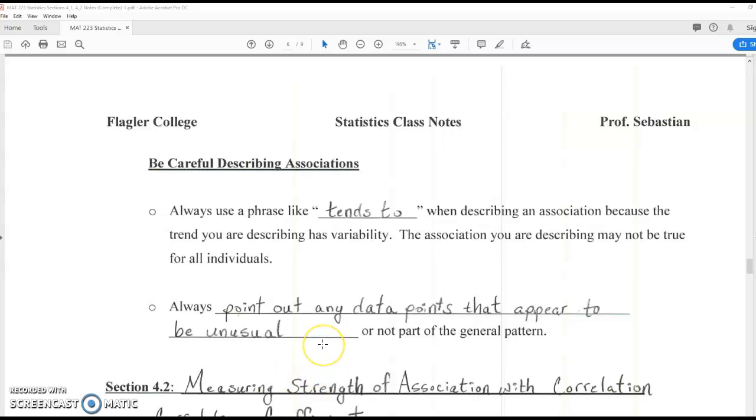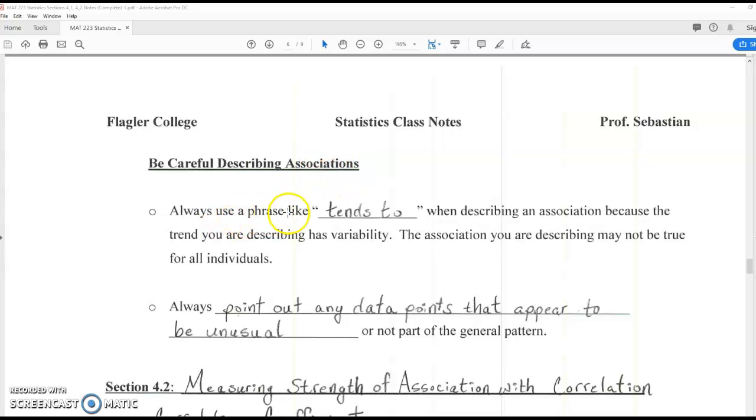Okay, hi again everyone. Professor Sebastian in our statistics class notes on page 50, finishing up section 4.1 on regression analysis. Last thing in this section is I just want to make sure I point out to you that you need to be careful when describing associations.